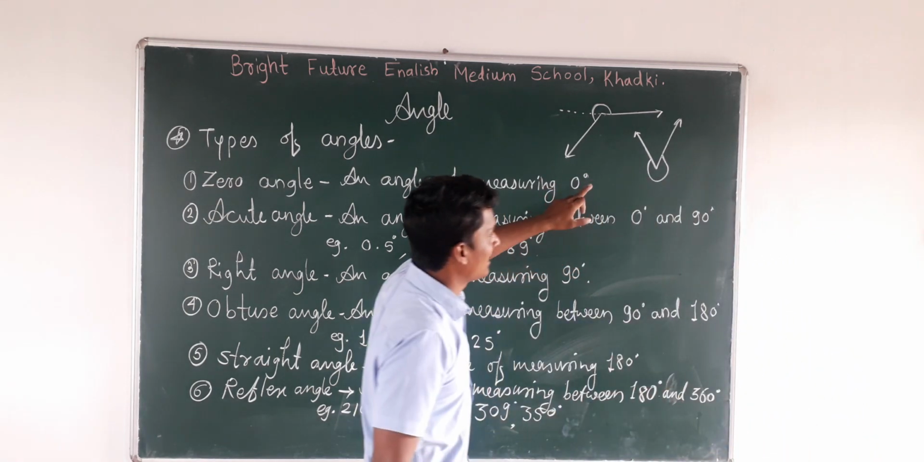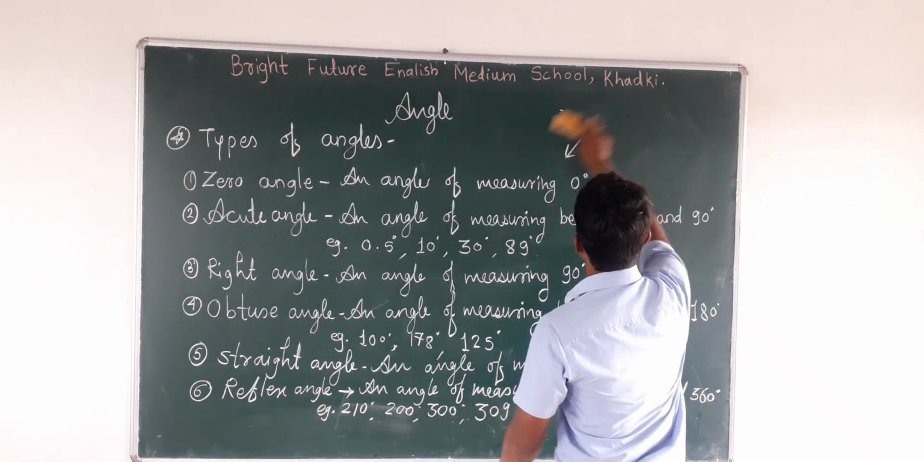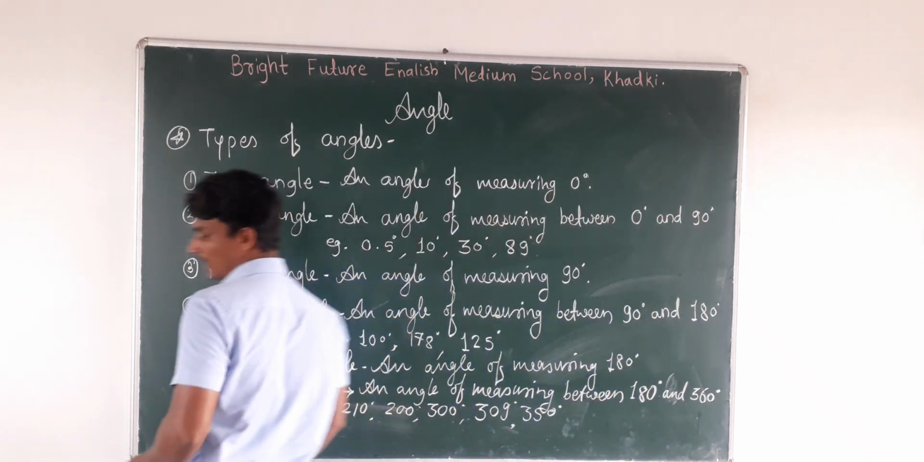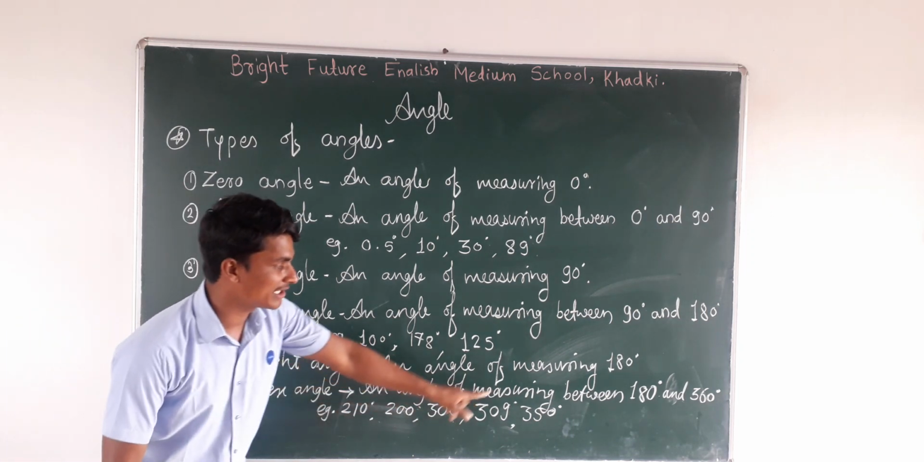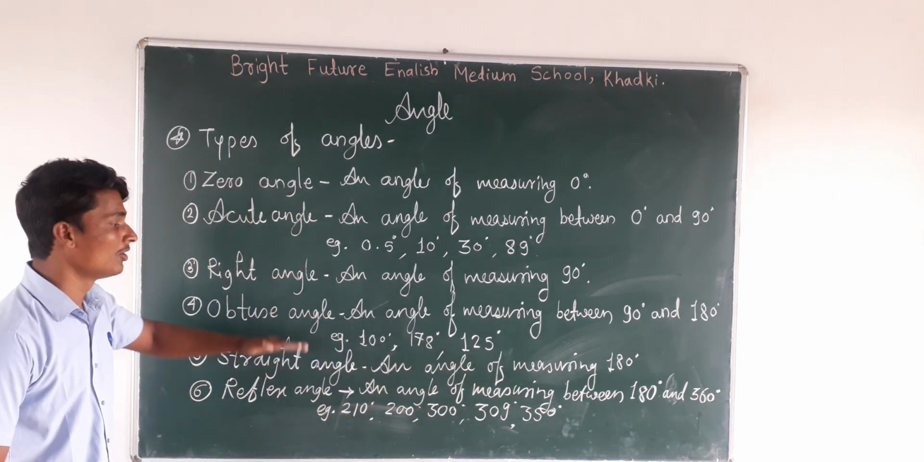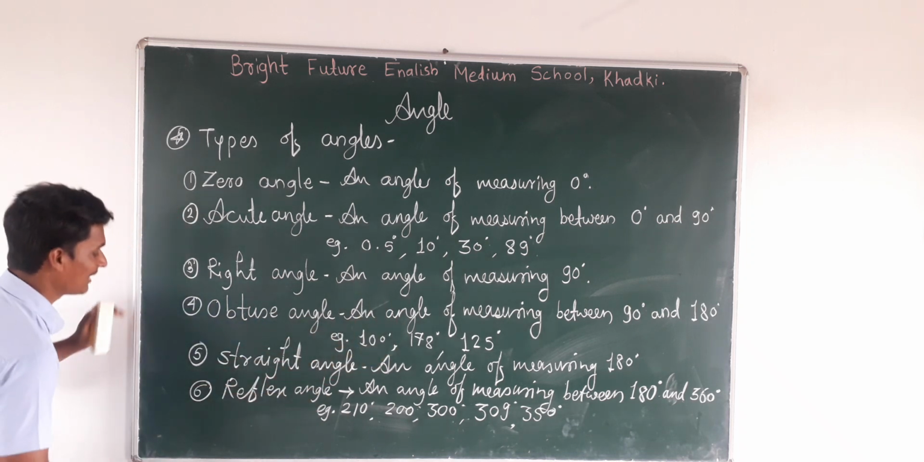Now there is a technique to measure this angle by using the protractor. That technique we will learn afterwards. So this is called a reflex angle. So what does reflex angle mean? An angle measuring between 180 degrees and 360 degrees. More than 180 degrees, less than 360 degrees, that angle is called a reflex angle.